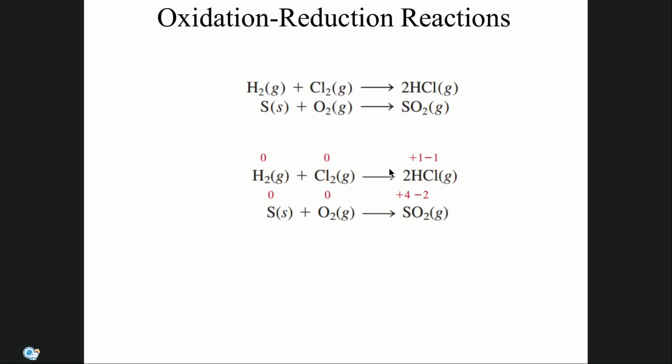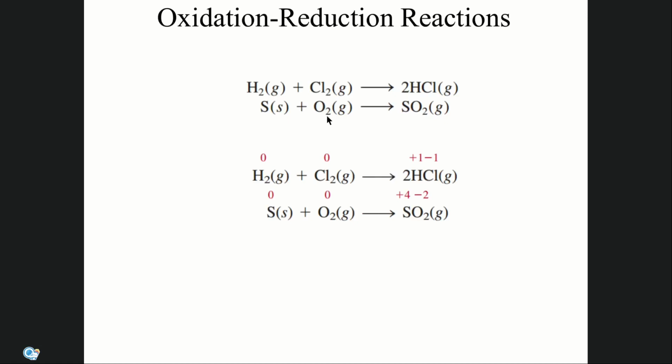Nevertheless, chemists find it convenient to treat these compounds as redox reactions because experimental measurements show that there is a partial transfer of electrons, for example, from hydrogen to chlorine and from sulfur to oxygen.